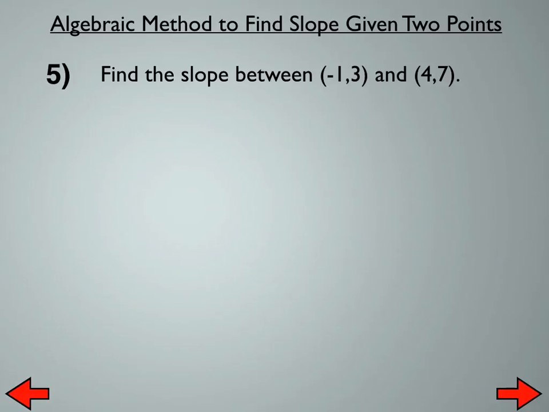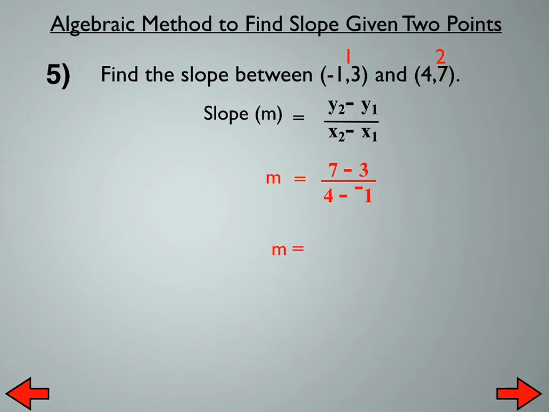And as I walk around right now, sure enough, I see a couple of people who did the difference of the x's on top because they're not paying attention to what they're doing. Using the slope formula, the first order pair is negative 1, 3. 4, 7 is the second order pair. You could take them in reverse order if you wanted to, but either way, it should be 7 minus 3 on top, and on the bottom, 4 minus negative 1. And the slope should be 4/5.